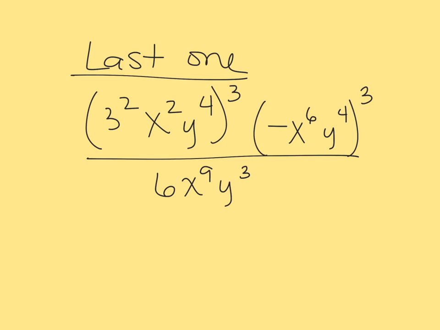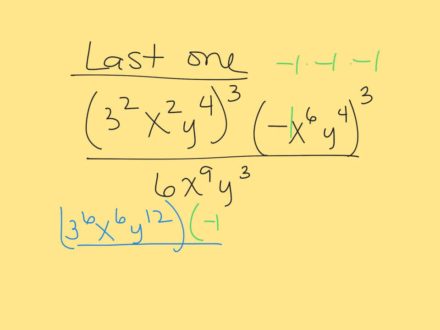I'm going to start on the top and I'm going to do the first power to a power. So if I have 3 squared to the third, then that's 3 to the sixth. X to the second to the third is x to the sixth. Y to the fourth to the third is y to the 12th. So my first power to a power gives me that. Now in the second power to a power, I have to be very careful. There's an imaginary 1 right here. So if I have -1 to the third, think about that. -1 times -1 times -1, that's just -1. And then I have x to the 18th, y to the 12th. Okay, so this whole problem is over 6x to the 9th, y to the 3rd.